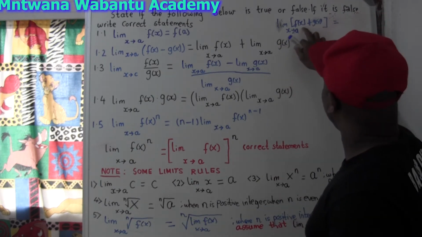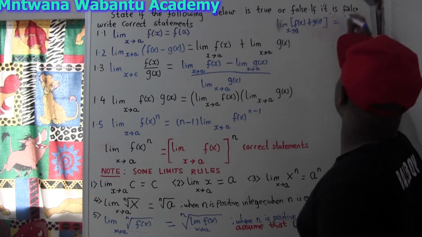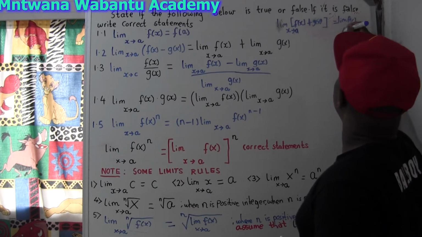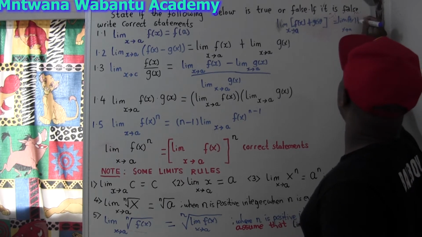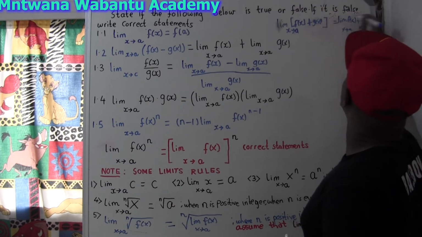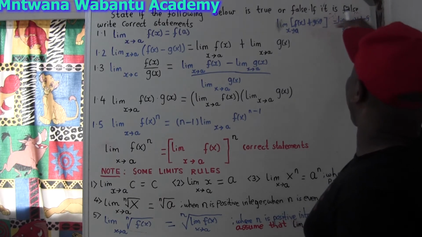So you're going to take the limit of the first one plus the limit of the second one. So it's going to be the limit of the first one, and we still have our limit x approaches a, any number it can be. So we add, because this is plus, the limit x approaches a of g of x.